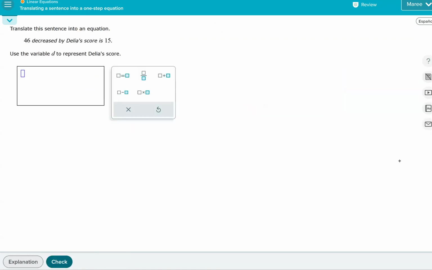So when it says decreased by, so remember more than and less than puts that number at the end. But if you see decreased by or increased by, you put it at the beginning. So we have 46. Decreased means you're going to subtract. So we have 46 minus Delia's score. So we have to look down and say that we want to use the D to represent Delia's score. So we have 46 minus D is, which equals 15. So we have 46 minus D equals 15.